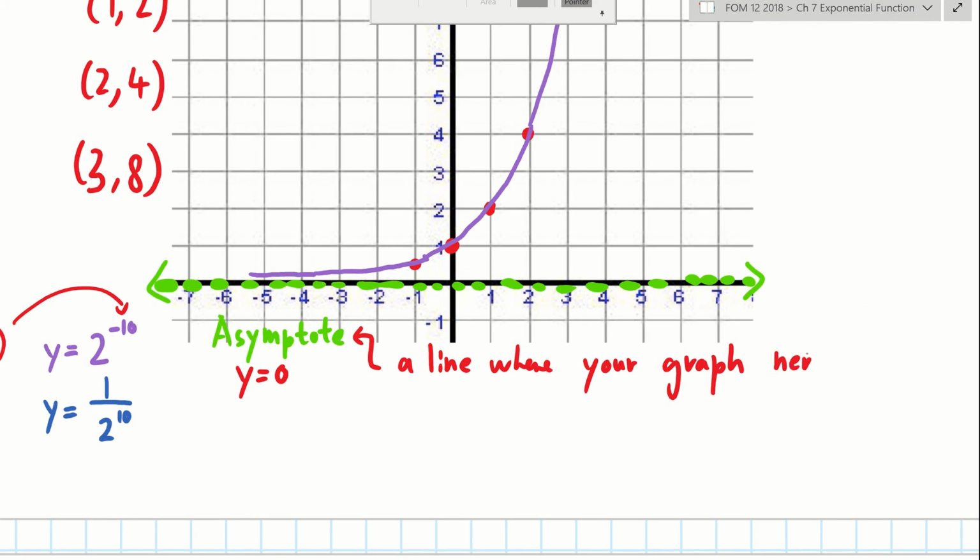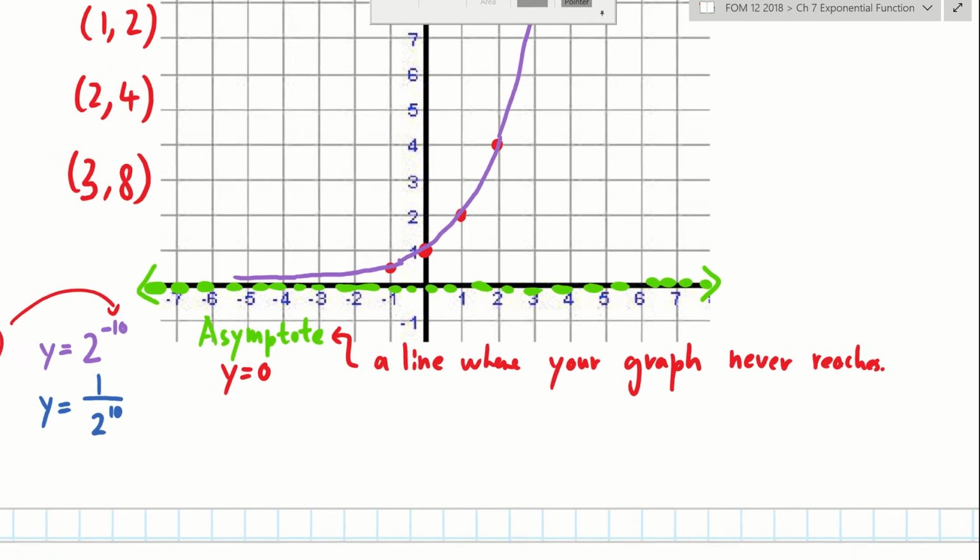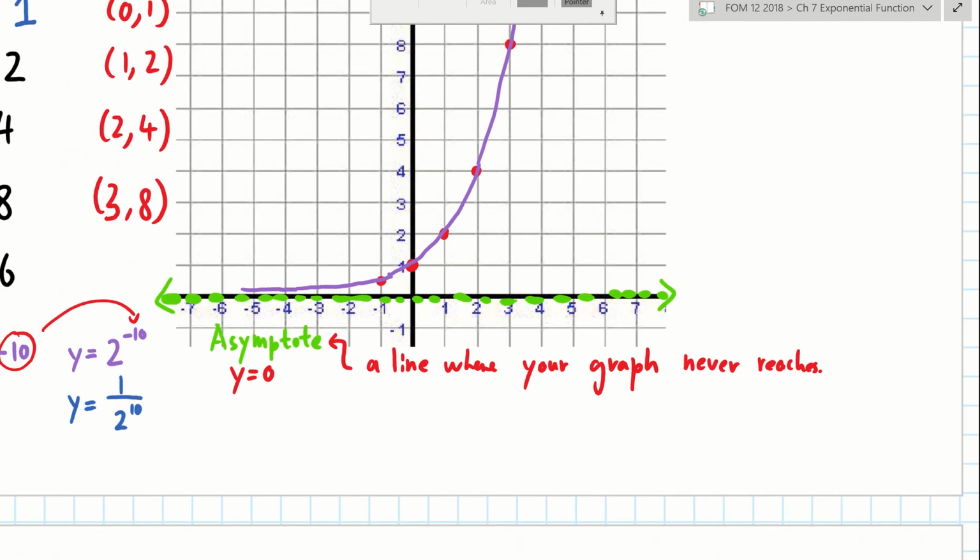It's a line where your graph or your function never reaches that point. So in this case, your graph can never reach y equals 0. So y equals 0 is called the horizontal asymptote.